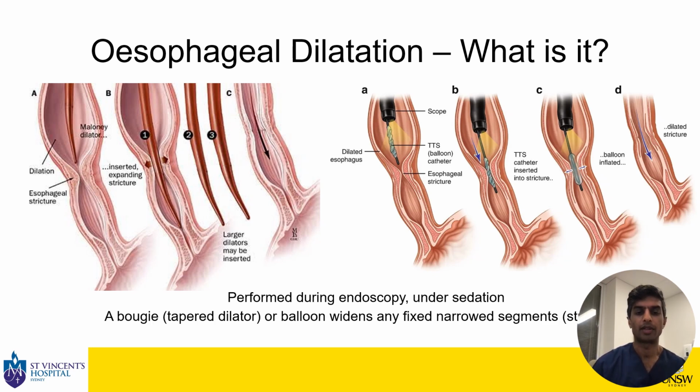There are different ways of doing it. Personally, I favor the use of the left-hand side of dilator, which are called bougie dilators, which are long cylindrical tubes with a tapered floppy tip. On the other hand, some endoscopists use a balloon, like in the right side image here. There are certain advantages or disadvantages to both, but they both can be used. Either technique is used to widen any fixed narrowed segments, which we call strictures.